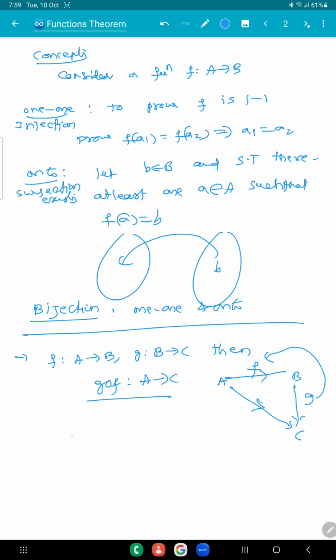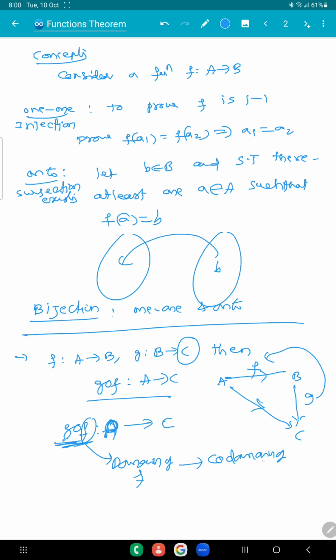Once observe that g circle f, the domain of g circle f is the domain of f only. Two, g circle f codomain is the codomain of g. What is codomain of g? Codomain of g is C. What is domain of this one? A. So g circle f is from domain of f to codomain of g. You remember this, domain of f to codomain of g.